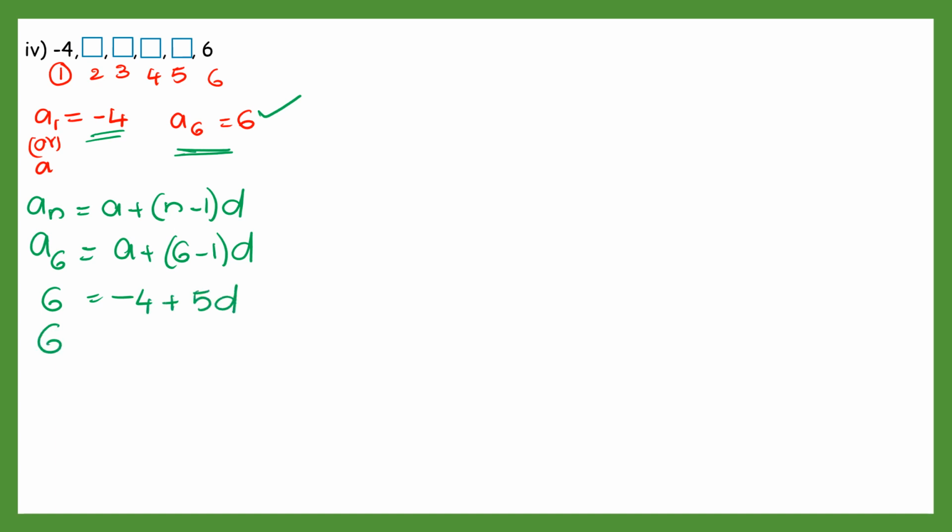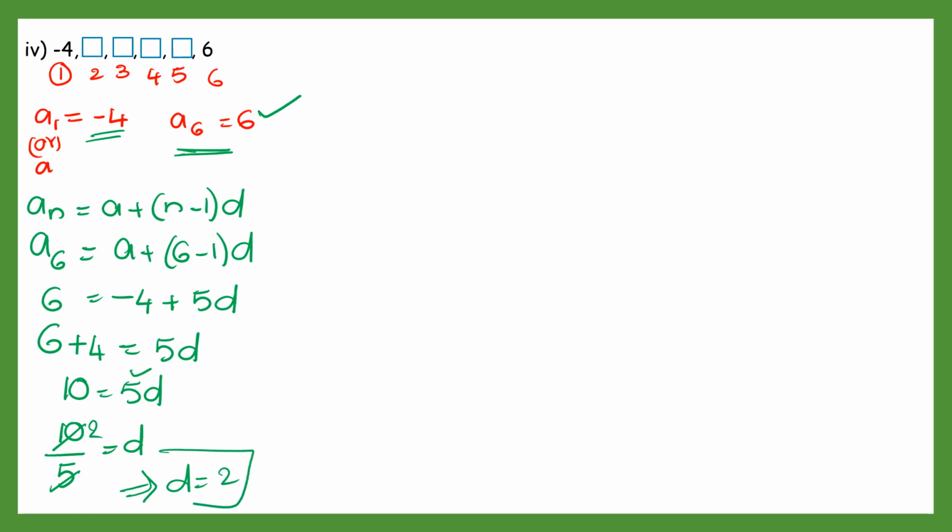6 minus 4, if it comes to the left side of the equation, it will become plus 4. 6 plus 4 is equal to 5d. 10 is equal to 5d. So 10 by 5. 5 is on the right side, in the numerator. If it comes to the left side, it will become the denominator. 10 by 5 is equal to d. 5 2s are 10. So the value of d is 2. We know the value of d now. We know the first term. We can find the other terms.